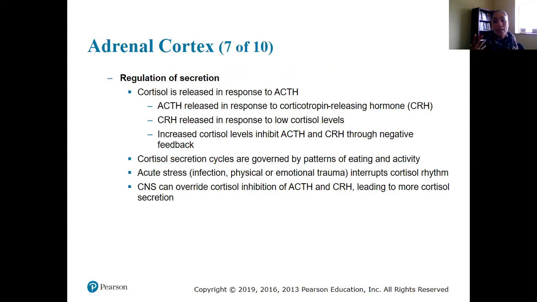When we are under acute stress, like an infection, or a physical or emotional trauma, this will interrupt the cortisol rhythm, and then the central nervous system can override cortisol inhibition of ACTH and CRH, leading to more cortisol secretion. This goes back to what we were talking about earlier: if I'm faced with the lion and I've got to fight or flee, the CNS is going to override the need to maintain a state of balance so that we can act accordingly in a situation of high stress.